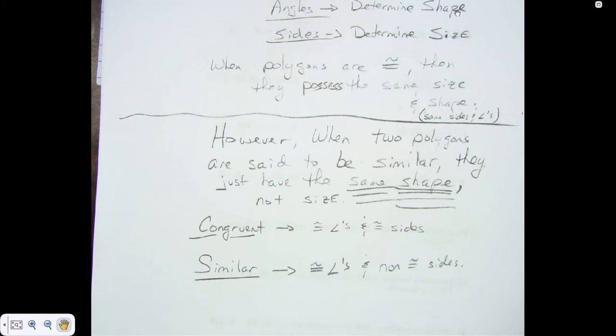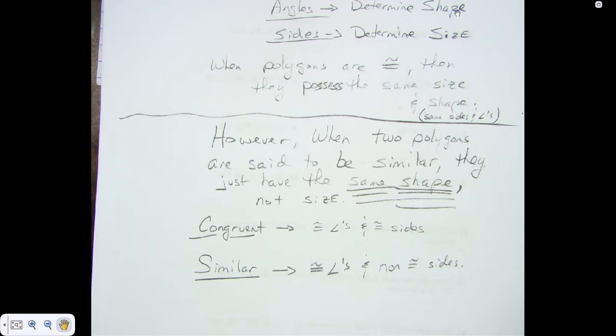So that's the difference between when I say two polygons or triangles or whatever are similar, or if I say they are congruent. When they're congruent, one's the exact copy of the other one. You know what it is when they're the same shape?